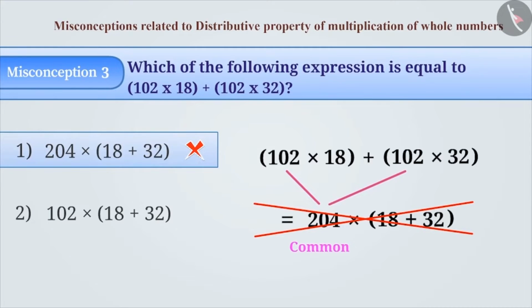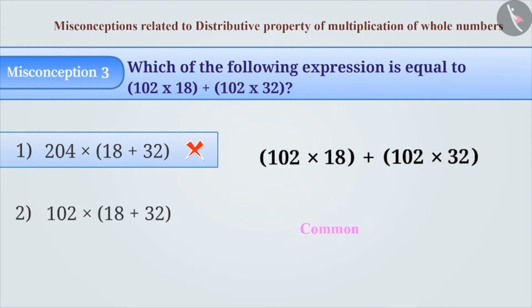The correct understanding is that the common number is written outside the brackets, and the numbers which we multiplied it to are added and written inside the brackets. With this understanding, option 2 is the correct answer.